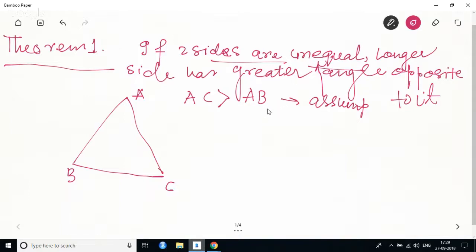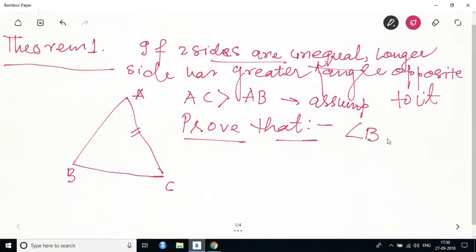Now try to understand. I have to prove that the larger side has greater angle opposite to it. So what is the angle opposite to AC? Angle B, and that should be greater than angle C. This is what I have to prove. Now how do I prove it? Simple construction. If AC is bigger than AB, then a portion of AC would be equal to AB.